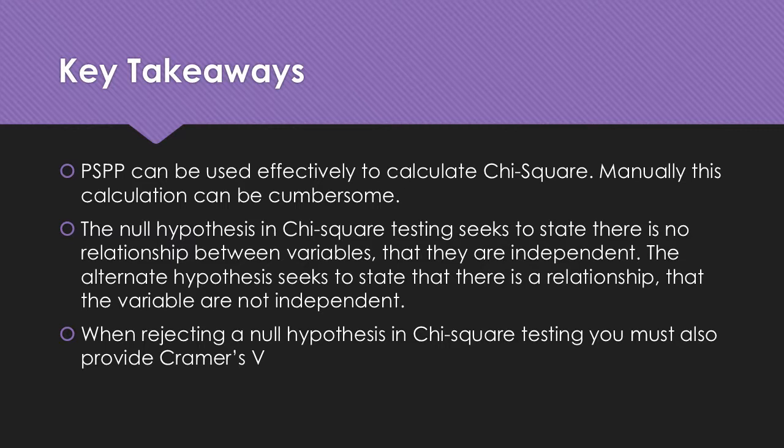When rejecting a null hypothesis in chi-square testing, you must also provide Cramer's v. Providing the p-value alone is not enough, therefore to prove your evidence and show that it is strong, you must also provide Cramer's v in order to reject a null hypothesis.